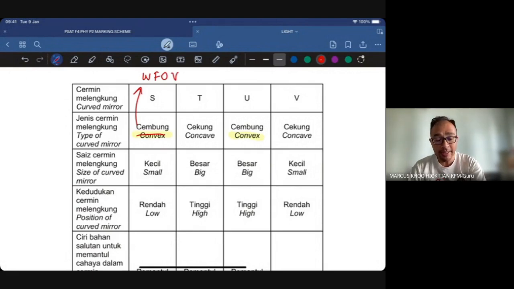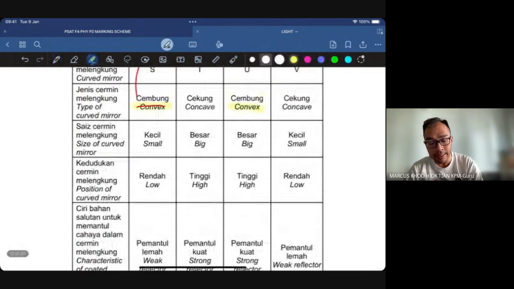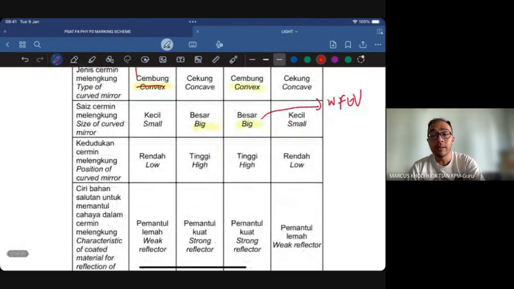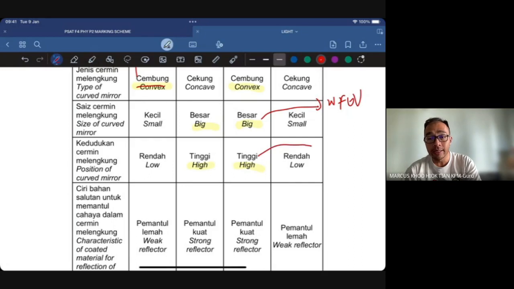Okay, next, the size of the curved mirror, the same as the diameter question just now. Okay, you want the mirror to be big size. Okay, big size, why? Wide field of vision. Okay, also can lah. Okay, the position of the curved mirror, in the question just now also we saw we want it to be high position. Kita mau cermin di tempat yang tinggi, bukan di lantai. Okay, and then okay, this is a general answer.